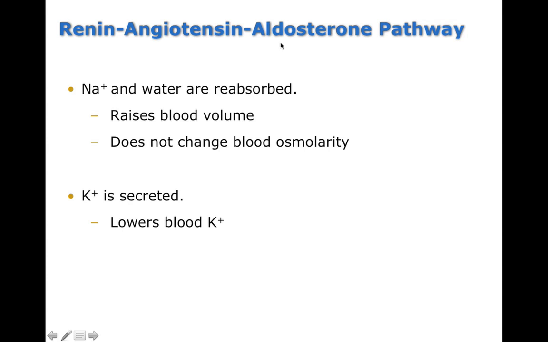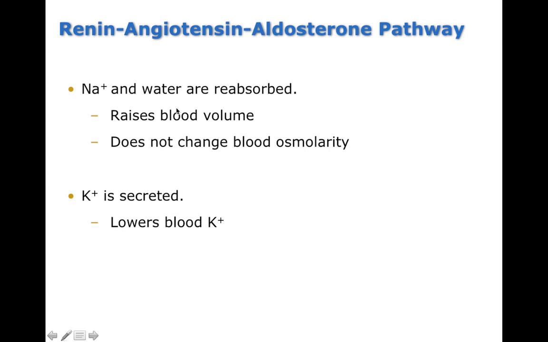Now, we said that the renin-angiotensin-aldosterone pathway is essentially where, when your blood pressure is low, you get the release of renin that ultimately leads to the production of angiotensin II. Now, when angiotensin II stimulates the release of aldosterone and ADH, it causes the reabsorption of sodium and water, which raises your blood volume. It won't have a major effect on osmolarity because you're reabsorbing both sodium and water, but it's going to increase blood pressure.